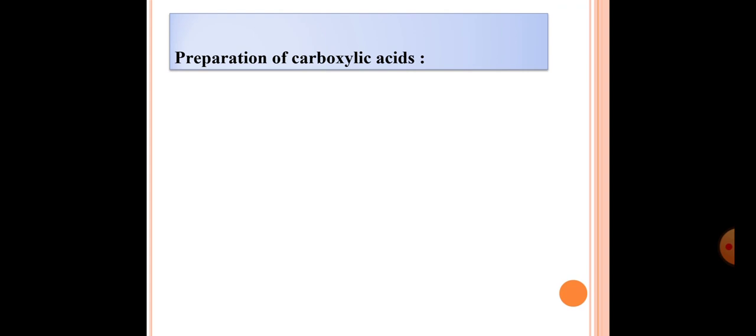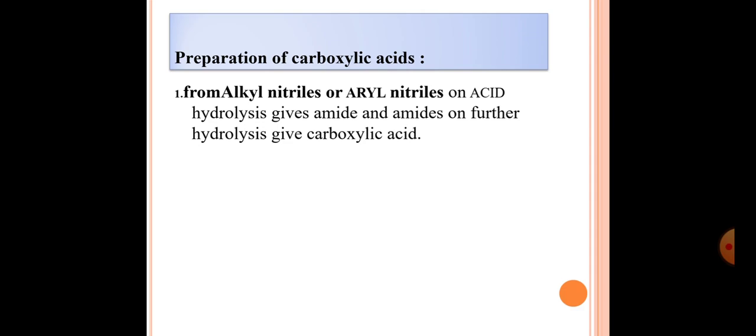The point we are going to discuss first is the preparation of carboxylic acid. Preparation of aldehyde and ketone we already started, and now we move on to the preparation of carboxylic acid. The first way is from alkyl nitrile or aryl nitrile: on acid hydrolysis it gives amide, and amide on further hydrolysis gives carboxylic acid. As you can see here, it is a two-step reaction.